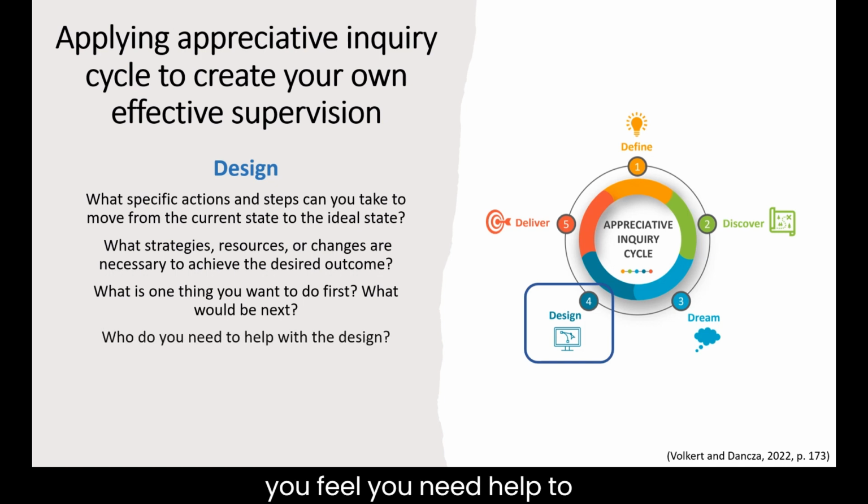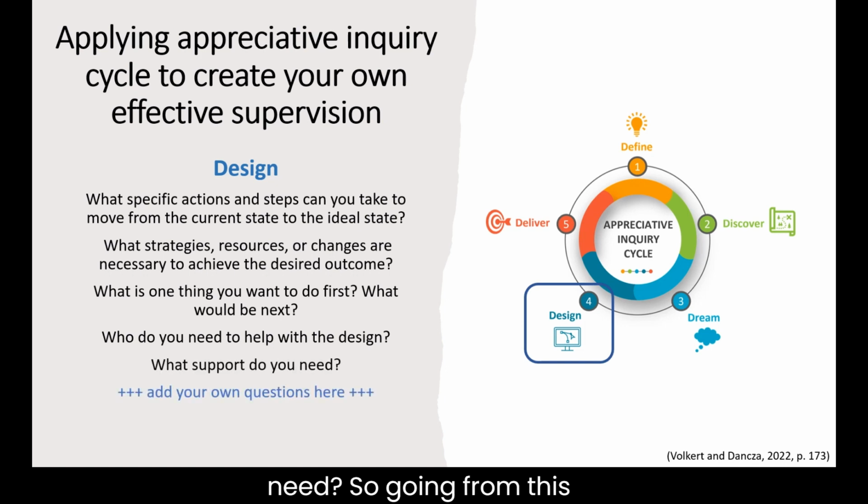Who do you feel you need help to design what it is to do next? So who in this situation would be able to support this? And what other support do you need? So going from this ideal state into the design phase is really trying to bring things back into reality, back into something that's practical and that the person feels is doable and actionable.